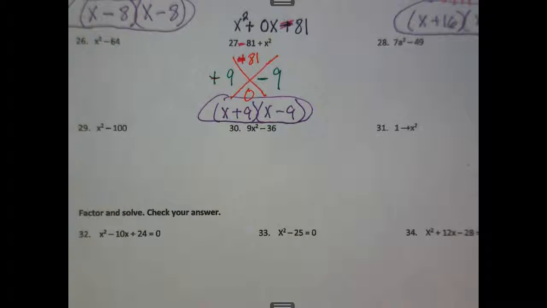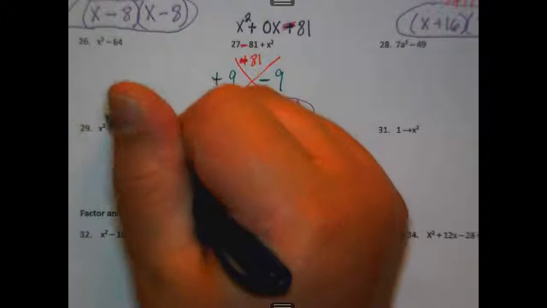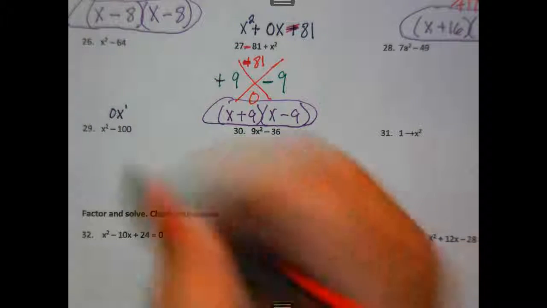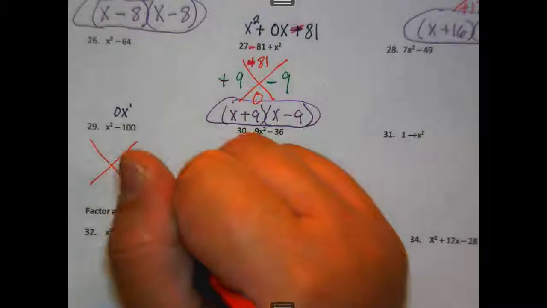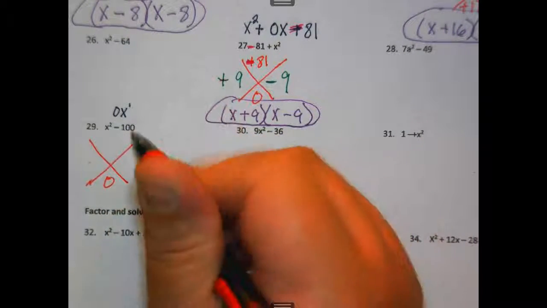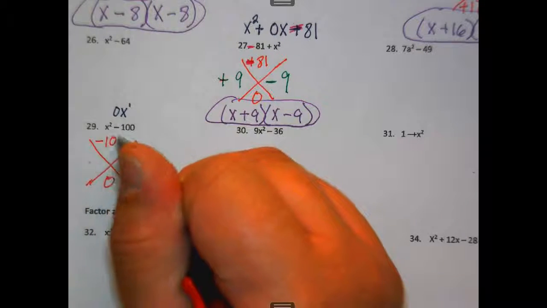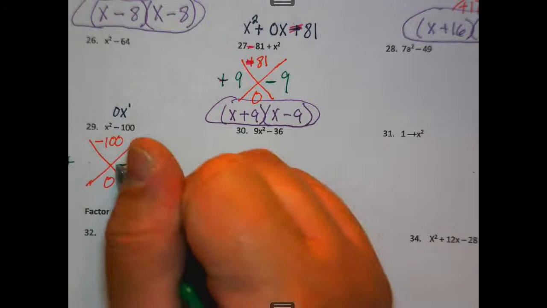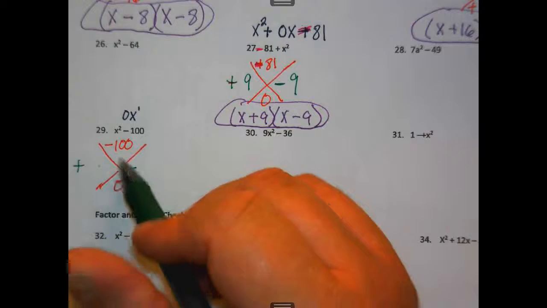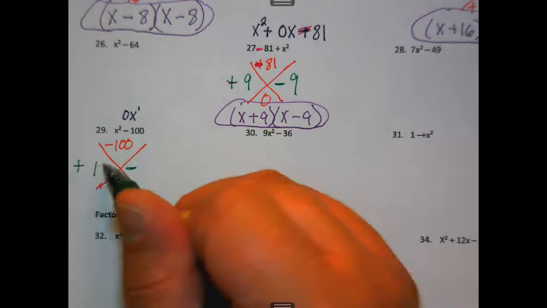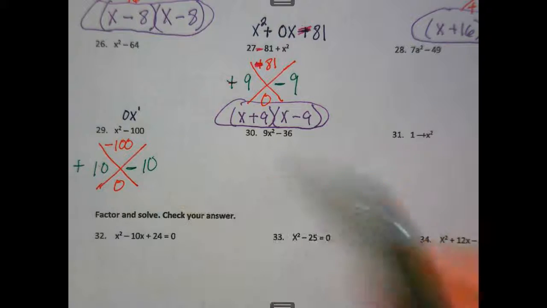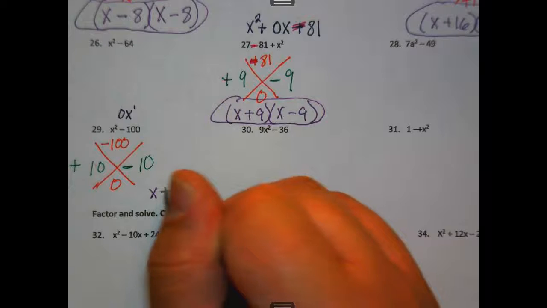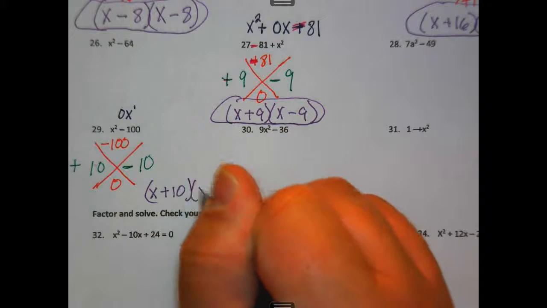Number 29. Again, my x to the first is 0x to the first. So my b is 0. My c is negative 100. So that means my signs are going to be opposite. And I need two numbers that are going to subtract to 0 and multiply to 100. 10 and 10 works. So I have x plus 10 and x minus 10.